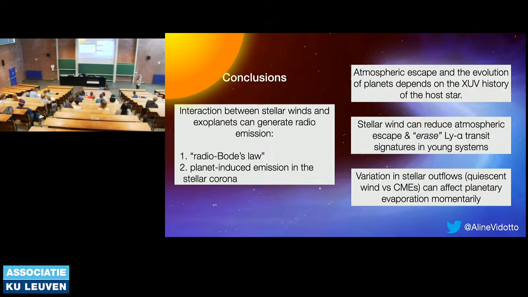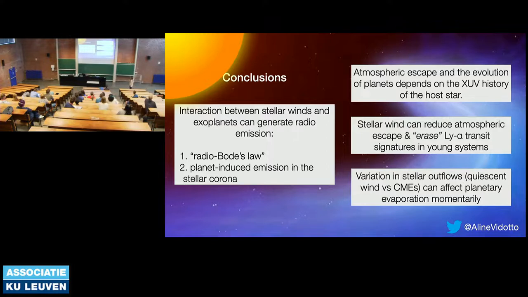Now, that was the last bit I wanted to talk about. So just to conclude, the interaction between stellar winds and exoplanets can generate radio emission. One is the radio Bode's law, the same relationship I showed you for the solar system. Another one is the induced emission from the planet in the corona of the star. Escape of planetary atmosphere depends on the evolution of the XUV emission, the high energy emission of the host star. And the last bit I mentioned is that the stellar wind can reduce escape and unfortunately could erase the signatures in Lyman alpha observations when you look at the system, especially when they are young.